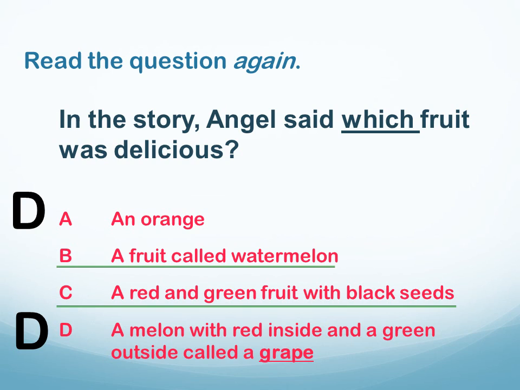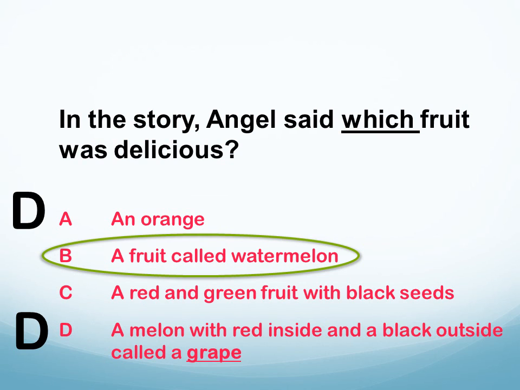A red and green fruit with black seeds, it does not say which kind of fruit it is. But a fruit called watermelon, there's nothing wrong with any of the words in that answer. It answers that question exactly right, even though you would never say that answer that way. You know the meaning of all the words, and it clearly answers the question in the story. Angel said which fruit was delicious. On the other hand, answer C never says which fruit it's talking about.